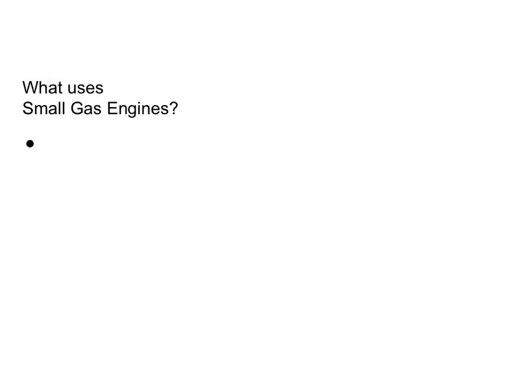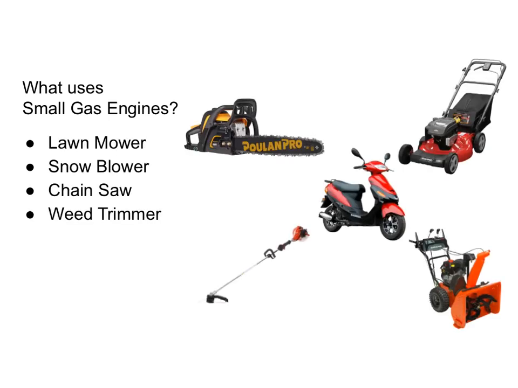So what are small gas engines and what are some uses for small gas engines? Do you know some examples of small gas engines that you've used? Well, here's a number of examples of small gas engines: chainsaws, weed whackers, snow blowers, lawnmowers, mopeds. All these have small gas engines that are smaller than the ones that you'd find inside your car, engines that are fairly easy to work on.